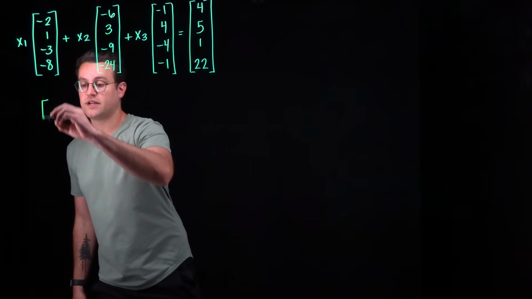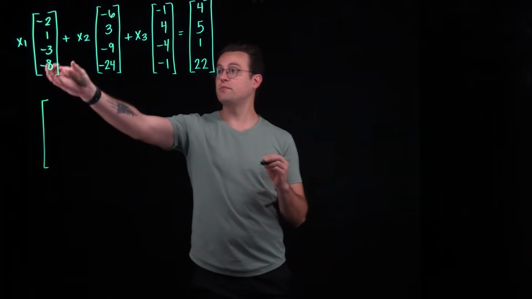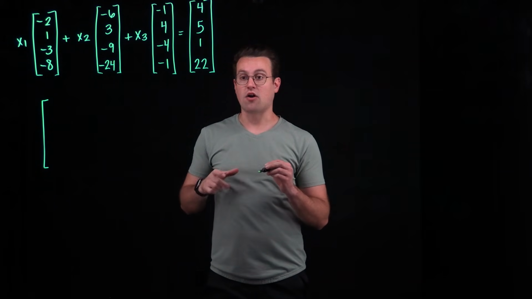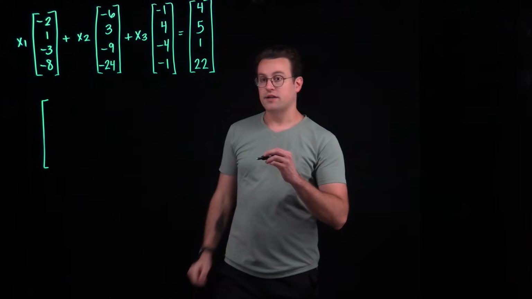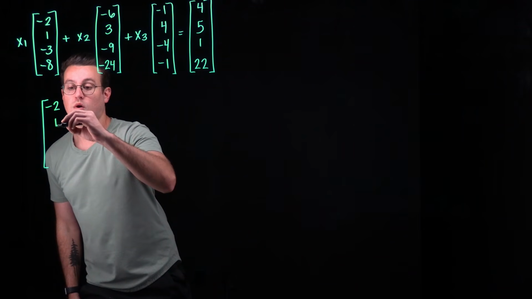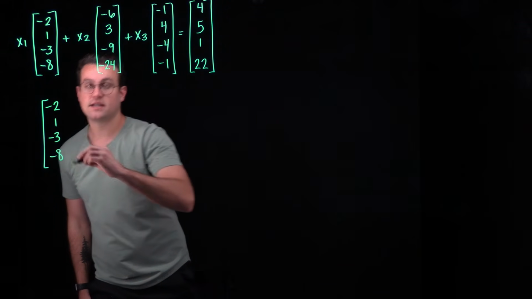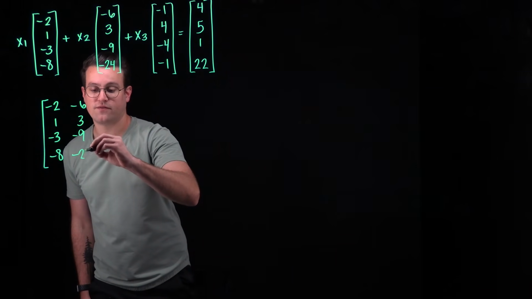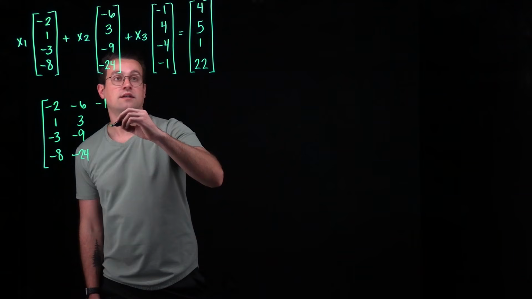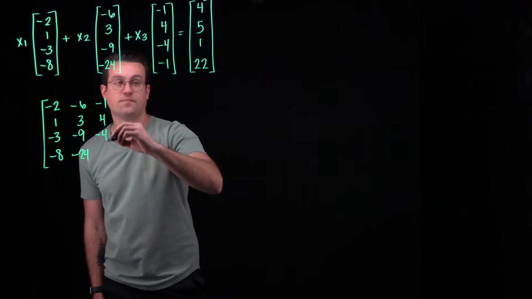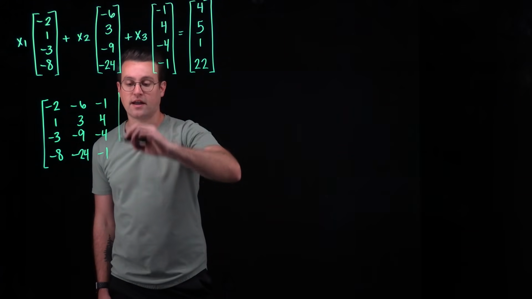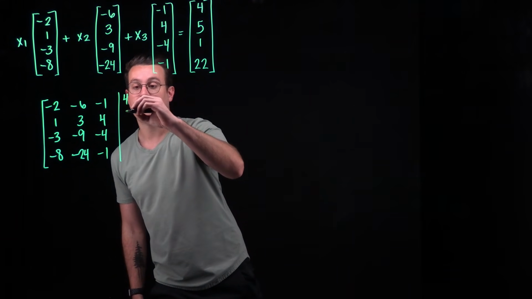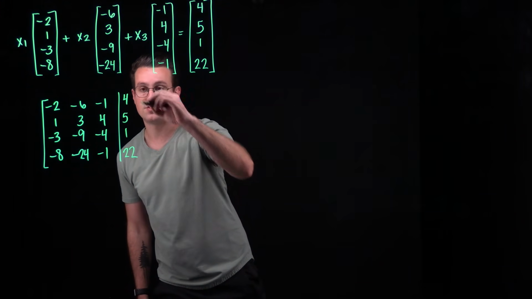So I'll have a column for each variable, and it turns out that the columns will be exactly these vectors here, because this first vector are all the numbers that are being multiplied by x1. So I have -2, 1, -3, -8, and then -6, 3, -9, and -24. And then finally -1, 4, -4, -1. Then my vertical line to say that this is equal to my constants. So 4, 5, 1, and 22.